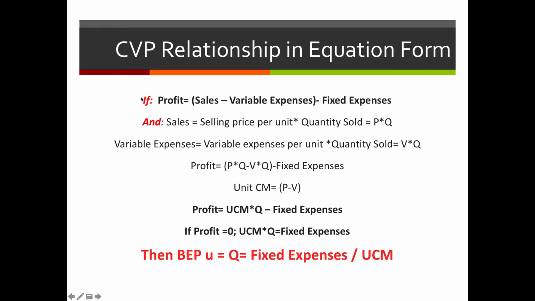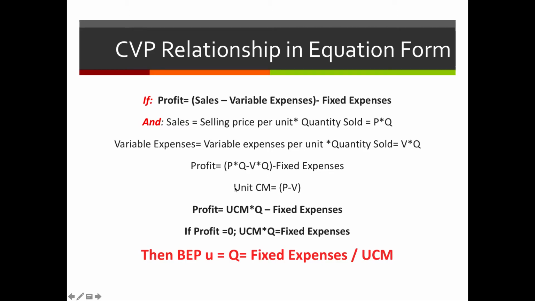In equation form, check this out. Profit equals sales minus variable expenses minus fixed expenses, and sales are equal to selling price per unit times quantity sold; let's call quantity sold Q. Then your variable expenses will be variable expense per unit times the same Q, so V times Q. Then the profit will be price times Q minus variable expense per unit times Q, minus fixed expenses.